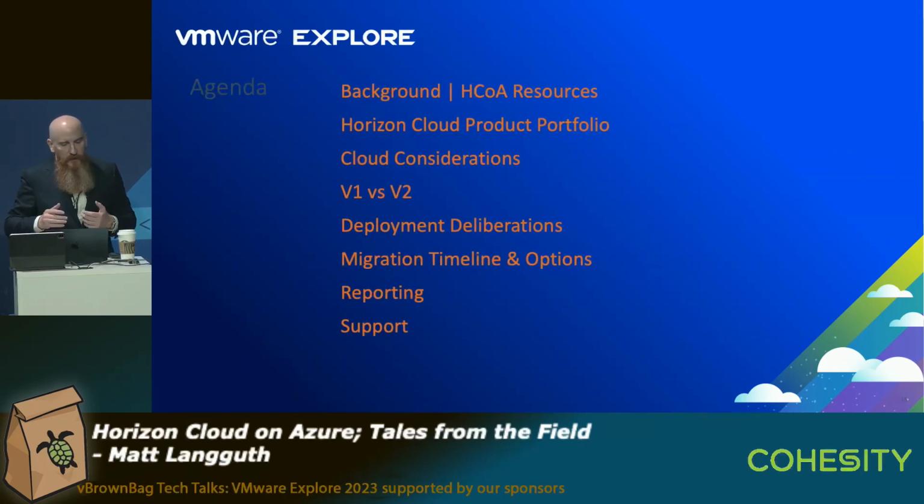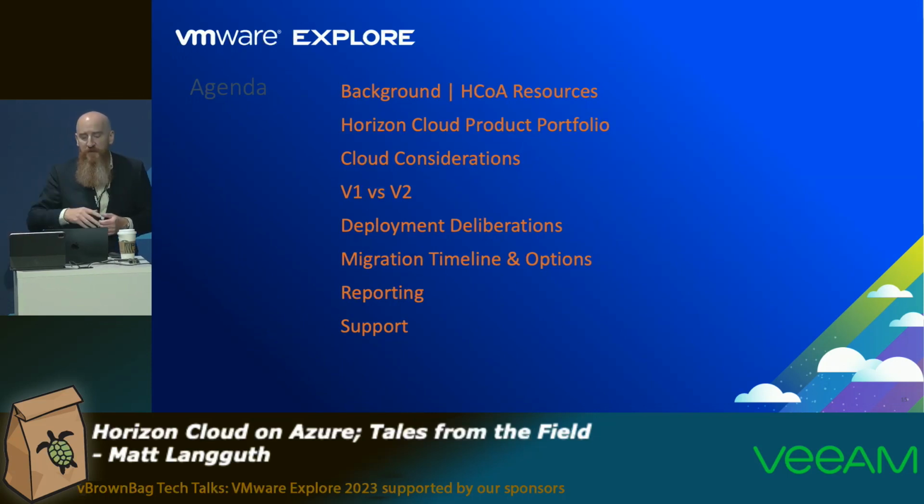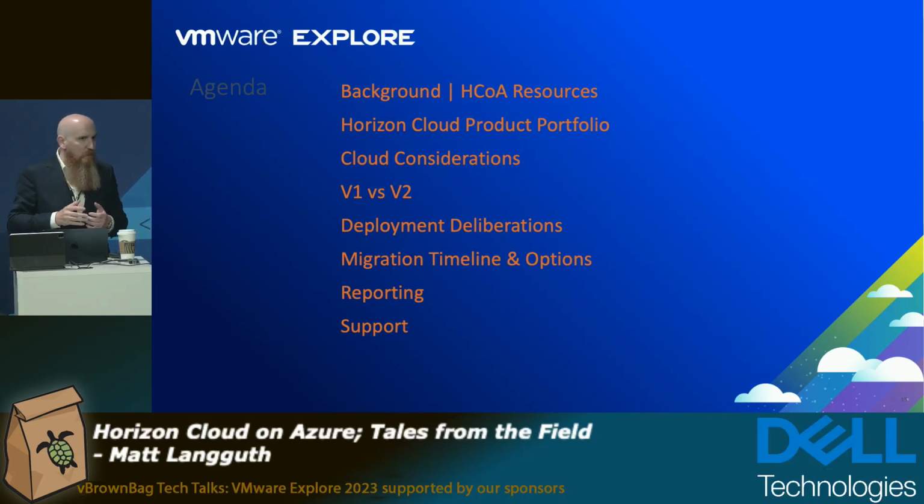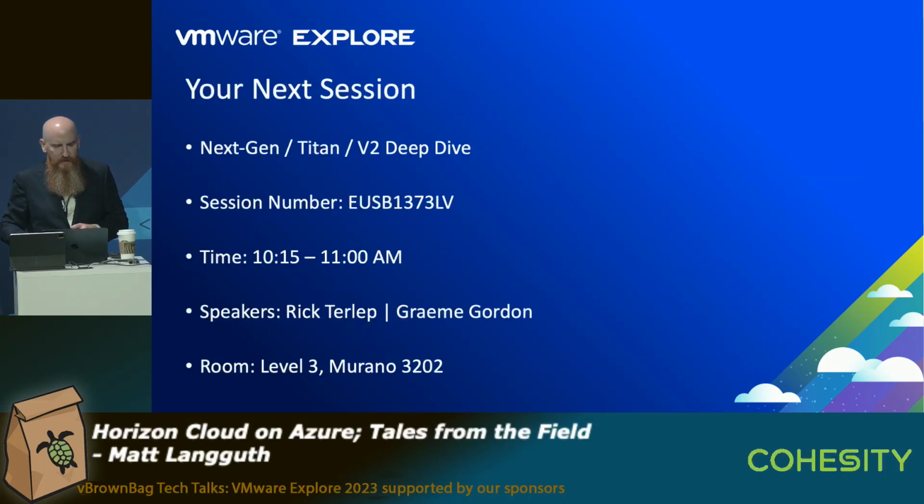So again, we covered that quick agenda. We talked about what HCOA resources are out there, how it fits in the Horizon Cloud product portfolio, some cloud considerations as far as cost, items to cover between V1 and V2, why you might want to do version 1 versus version 2, how you would migrate if you're a current existing customer, some reporting considerations, and some best practices for support that are out there.